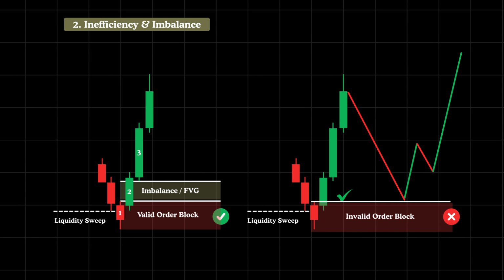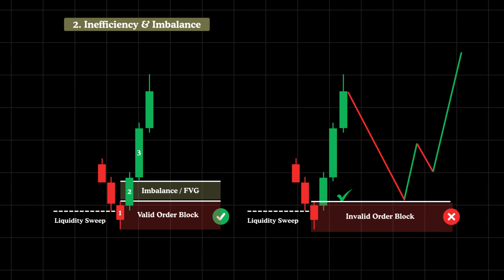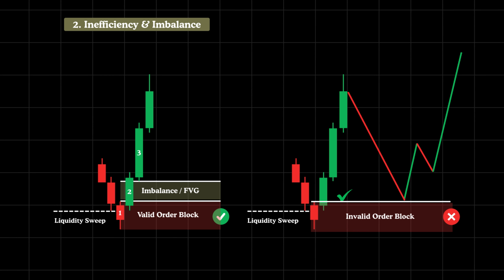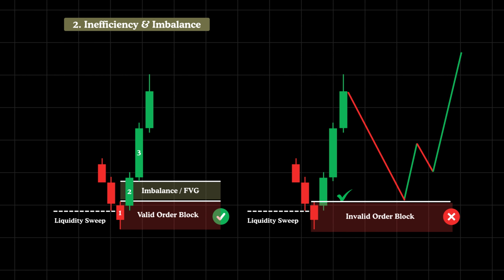The order block is considered valid because smart money likely didn't get all its orders filled in the initial move, increasing the probability of price returning to that zone.